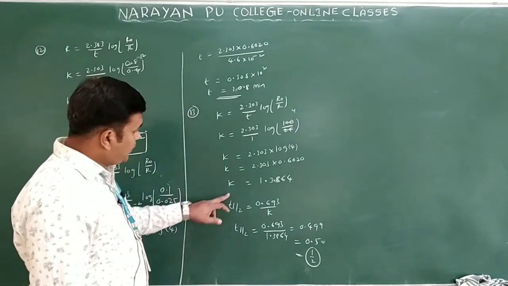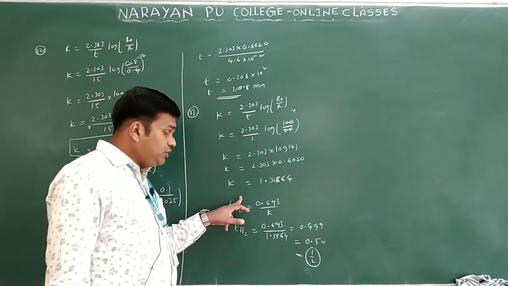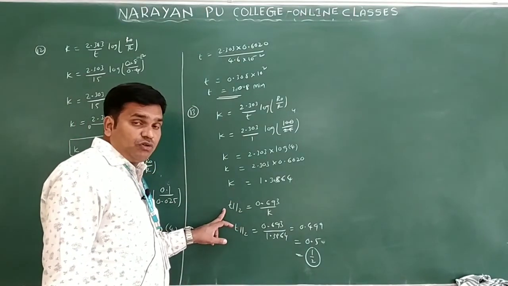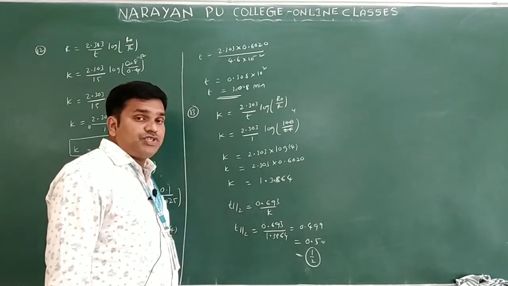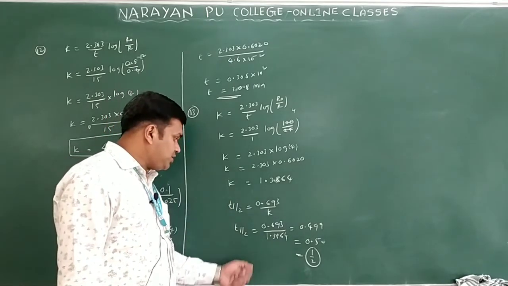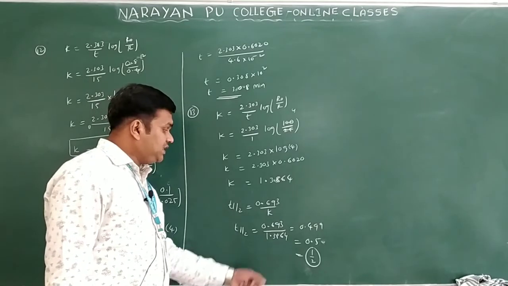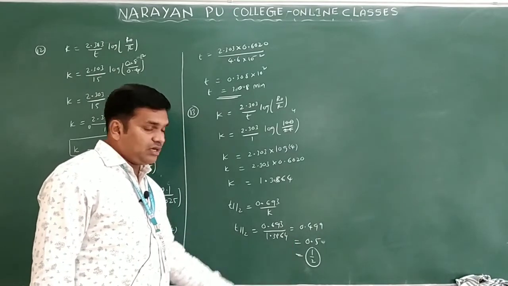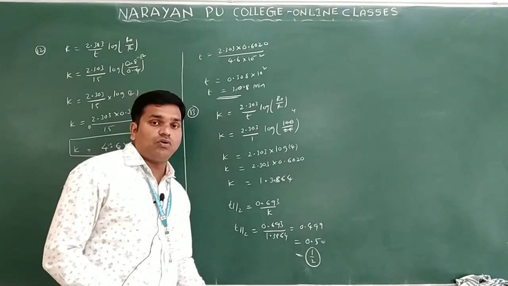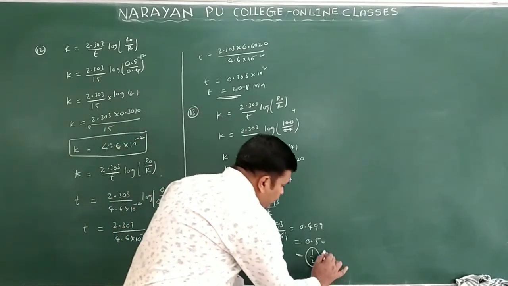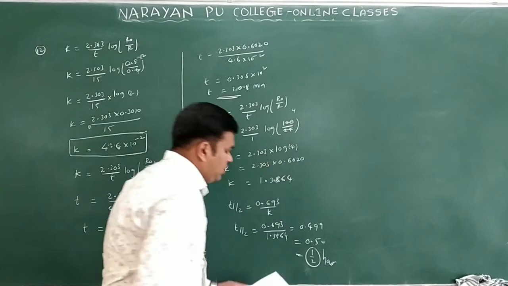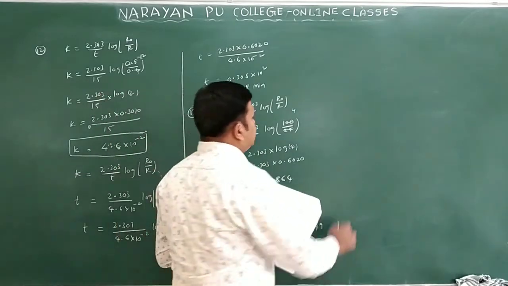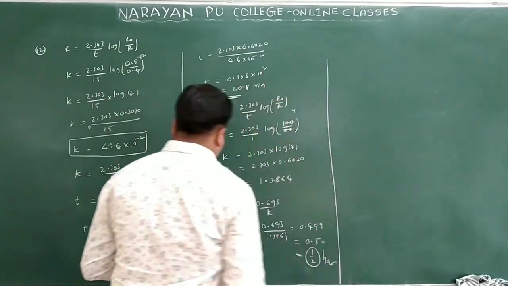Clear? First you are finding K. By using that K, what you are finding? T half. What is the formula for first order? T half is equal to 0.693 by K. So T half is equal to 0.693 by 1.3864. How much you got? 0.499, that you will take as 0.5, which is equal to 1 by 2. This is half an hour. So what answer you will take? You will take option 3 for this question.